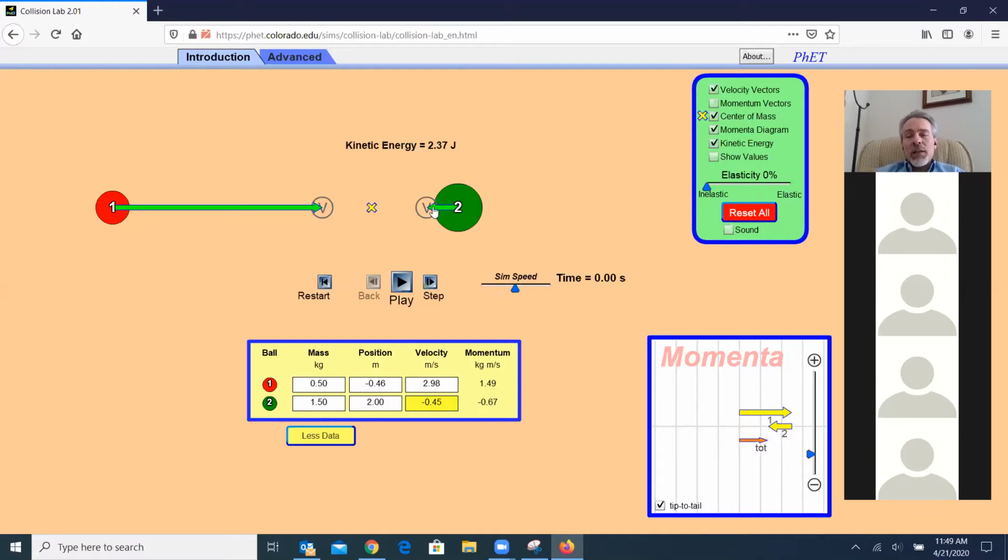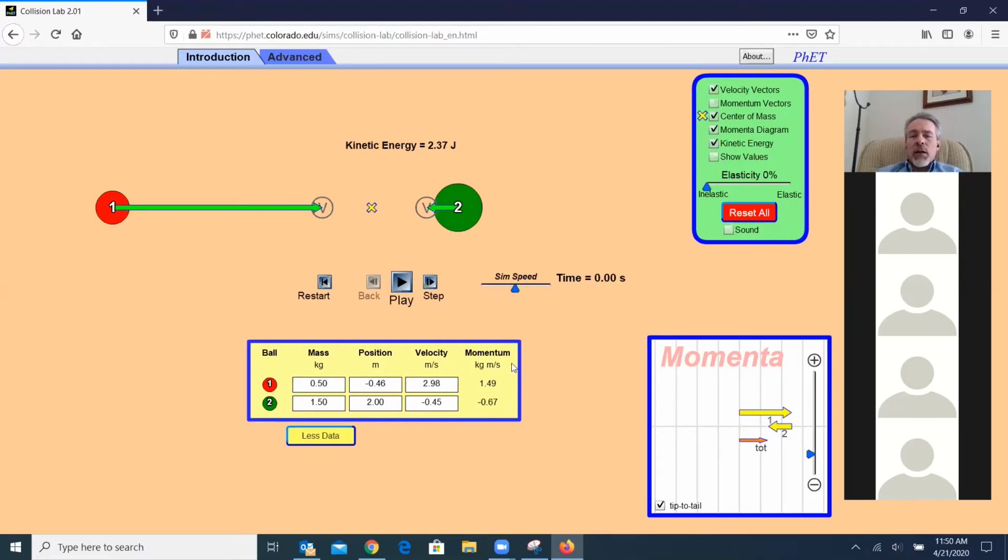Notice I'm not defining what these words mean. In fact, that's kind of part of the lab. As far as getting data, let me explain what you're doing. You want to figure out what the initial momentum of the system is. That means the total momentum of both the red and the green. Well, it gives that to you right down here. Hopefully you can see my cursor. The red is 1.49 and the green is -0.67.